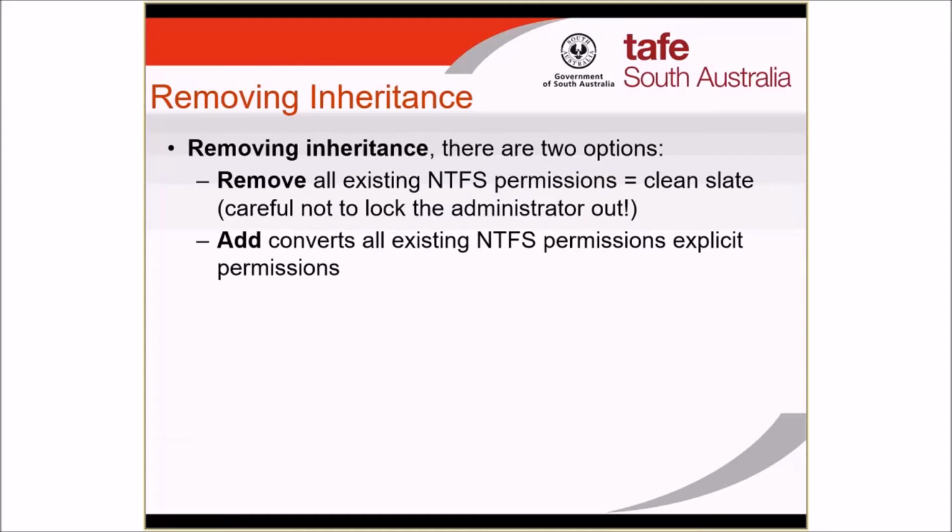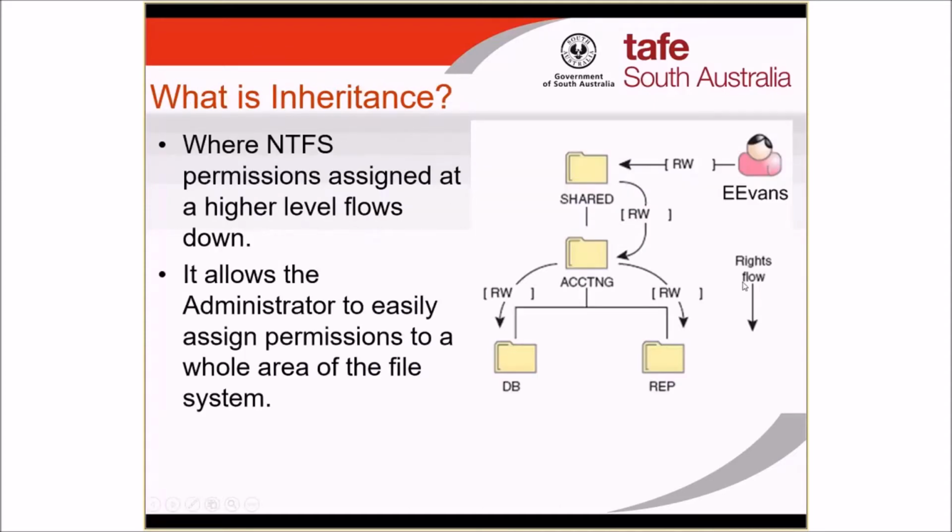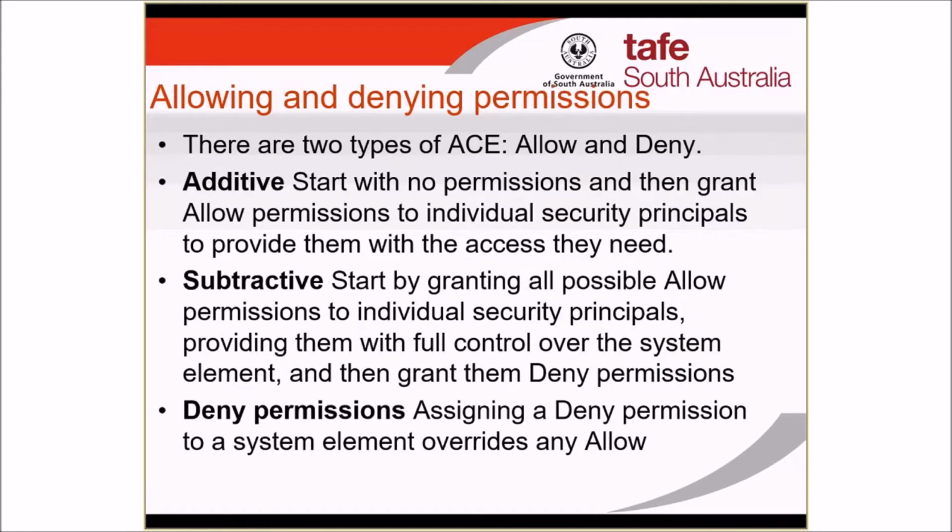Okay, so let's go back to that picture. What if I say, hey, I've given read-write up here and it's all flowing down, but for this database, I really don't want E. Evans to have read-write. But it's flowing down, isn't it? It's right there. I have to keep it there. That's where I want it. But I don't want E. Evans to have read-write to that folder here. If that's the case, what we can do is actually remove inheritance.